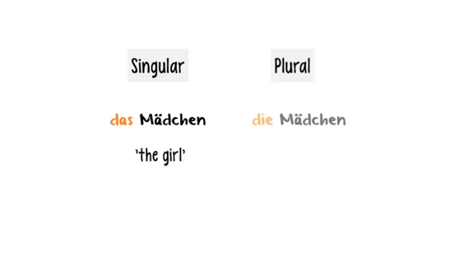In the last case, we have the example of the word das Mädchen, which means the girl. In the plural form, we also have die Mädchen, which means girls. As you can see, in the case of Mädchen, there is no change at all. Das Mädchen, die Mädchen.